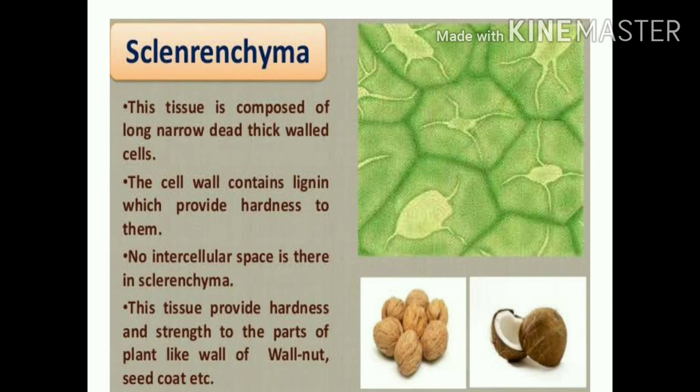The cell wall contains lignin, which provides hardness to the stem. No intercellular space is there in sclerenchyma. We do not find any spaces between these cells. This tissue provides hardness and strength to plant parts like the wall of a walnut, seed coats, etc.